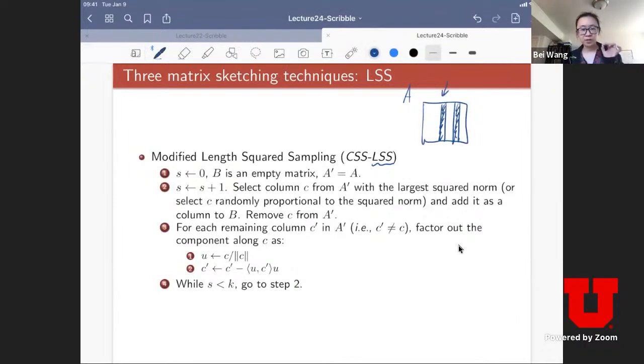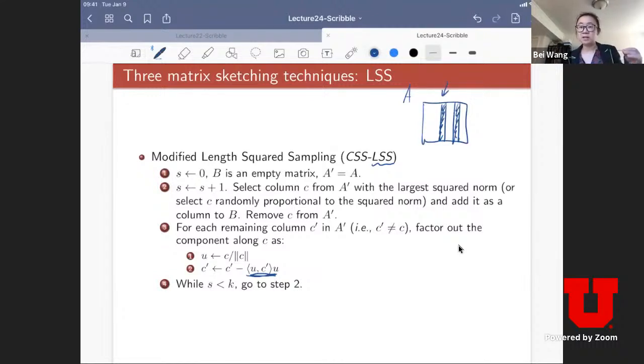Now what's interesting in this step is that I would like to factor out the component along this selected column. So if you look at step 3, once you have selected a column to be your basis vector, I want to select the next basis, but I want my next basis to be orthogonal to the one I just chose. So if I have another column that is very close to the column I have already selected, and I do a projection along this direction, I am going to get a very small squared norm.